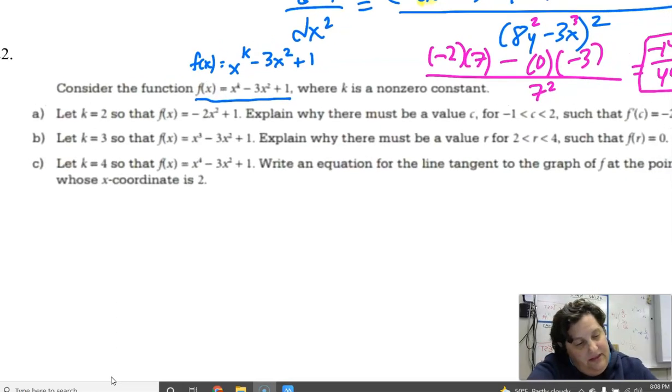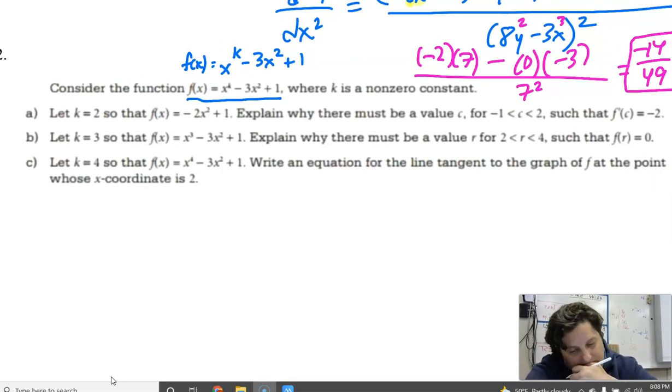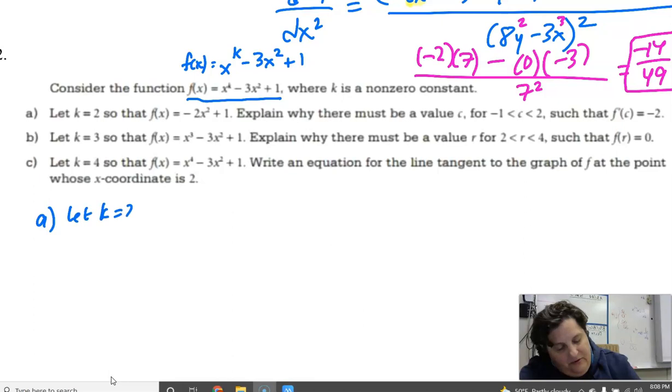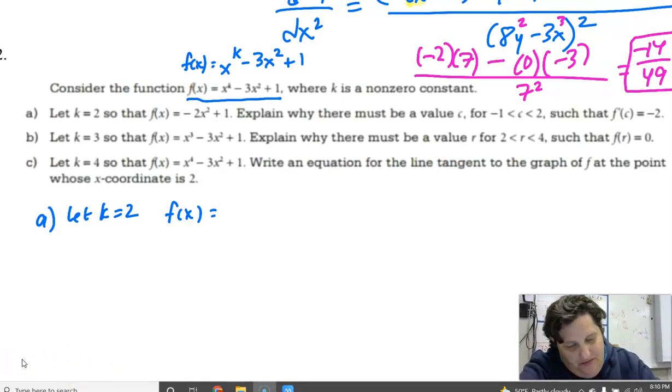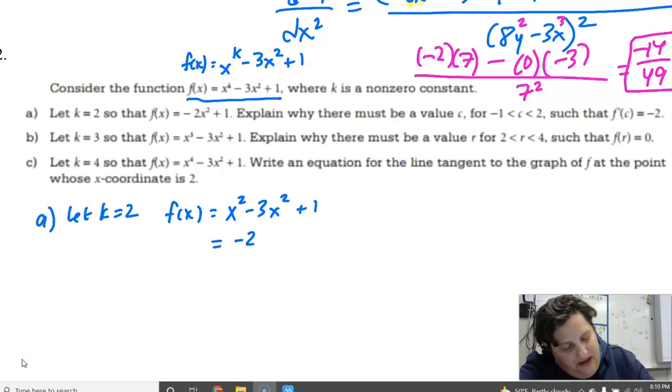First thing is saying let k equal 2. All right, part A. If k equals 2, it already tells me what it's going to be. If k is 2, x to the 2 minus 3x to the 2 plus 1 is going to convert into negative 2x to the 2 plus 1 because I'm combining like terms. It already shows me that right here. So here's my function.